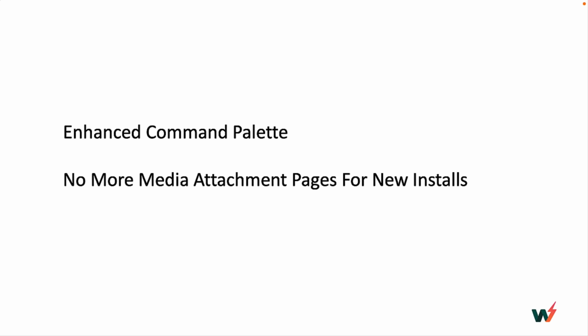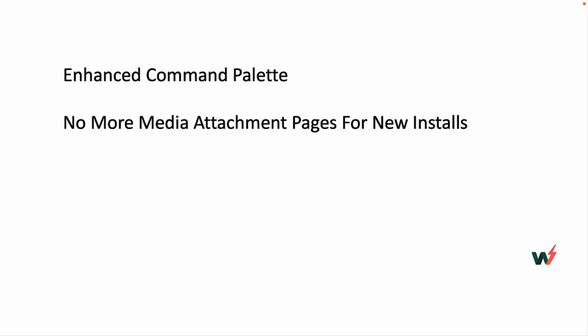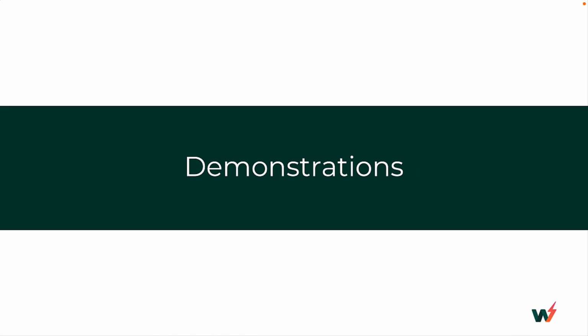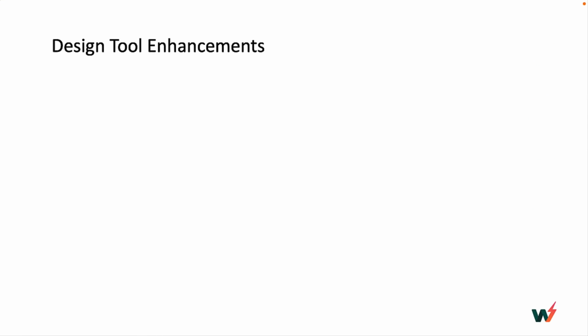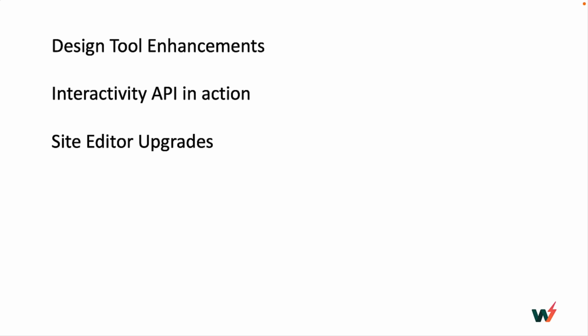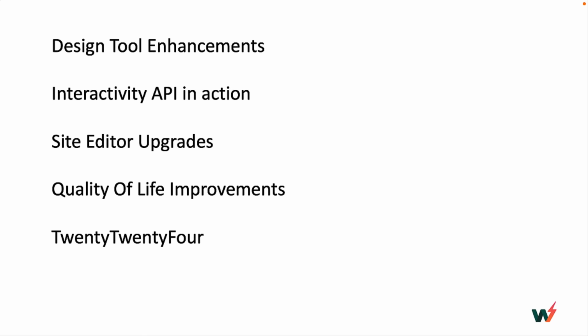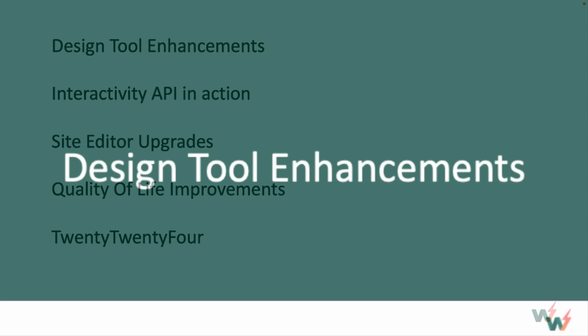So these are things that I'm not going to be demonstrating during this video. Well, what am I going to be showing you? Well, let's take a look here. First, some of the design tool enhancements. I'll also show you two examples of the interactivity API in action. We'll have a look at some of the site editor upgrades that are of note. Of course, the quality of life improvements that always come with any major WordPress release. And the new default theme, 2024, which some people are saying is the best WordPress default theme ever. So let's have a look at WordPress 6.4.